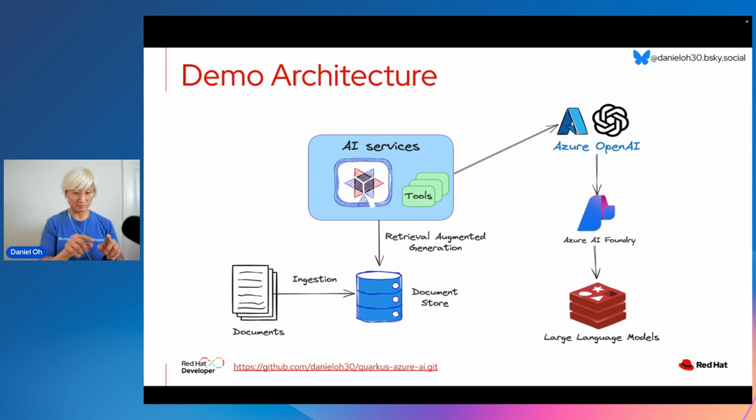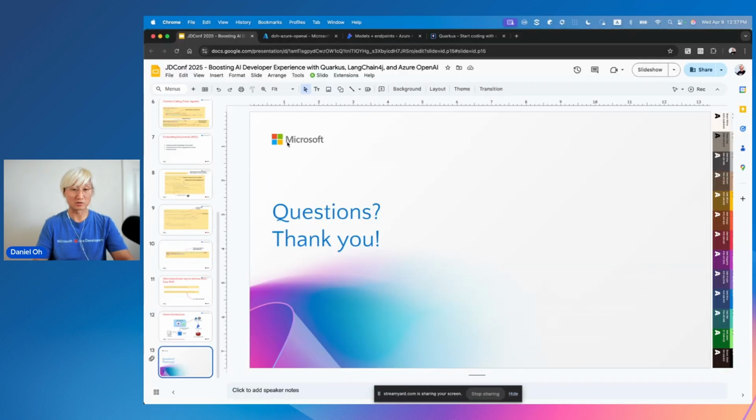So here's my demo repo, github.com/Daniel030, the Quarkus Azure AI Git repo. Feel free to fork and clone it, and then try to replicate this application on your local machine after this session. If you have any issue, please feel free to reach out to me directly, or you are more than welcome to open a pull request or issue, and I'm happy to address that kind of stuff. Okay, I'm going to start my presentation here.